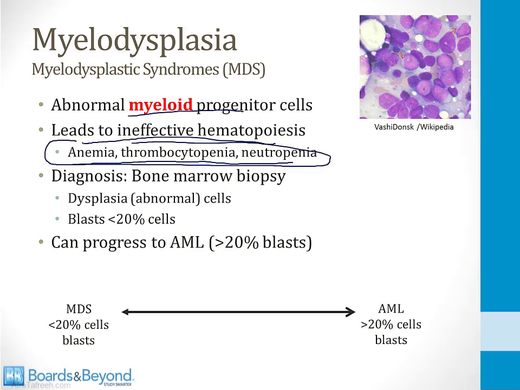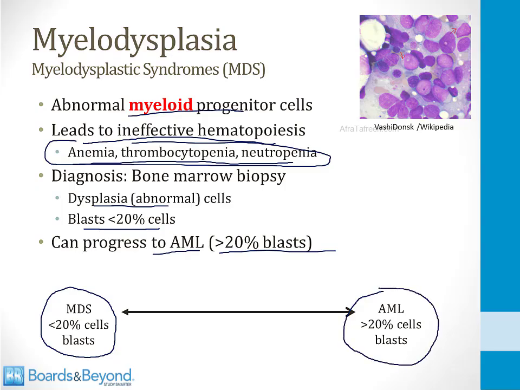A bone marrow biopsy is done, and it will show dysplasia or abnormal cells, but importantly, blasts will constitute less than 20% of the cells in the bone marrow biopsy. If you find more than 20% blasts, then you call it an acute myelogenous leukemia. And as you can imagine, this can easily progress to AML if the number of blasts in the bone marrow increases. So really, there's a spectrum of disease from a myelodysplastic syndrome where there's pancytopenia but less than 20% blasts in the bone marrow, all the way at the other end of the spectrum to AML, where there are lots of blasts in the peripheral blood and more than 20% of cells in the bone marrow are blasts.